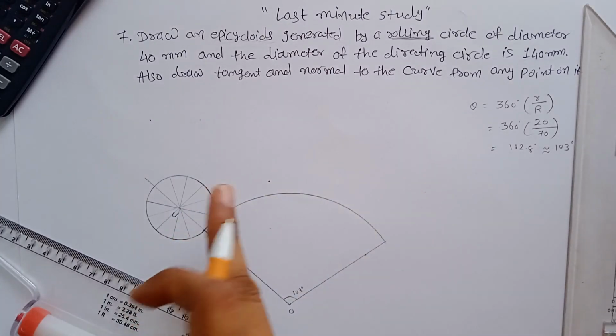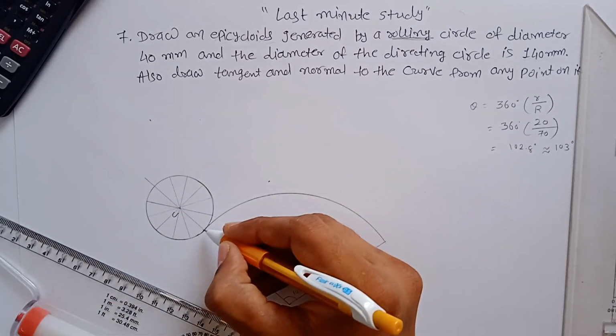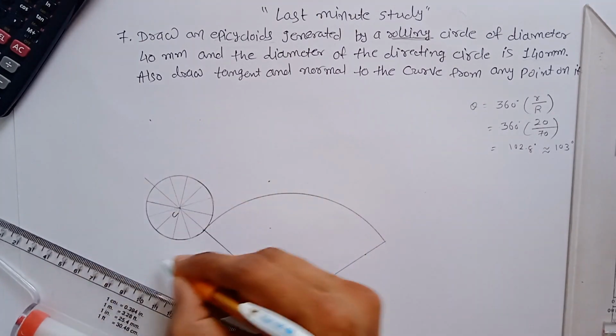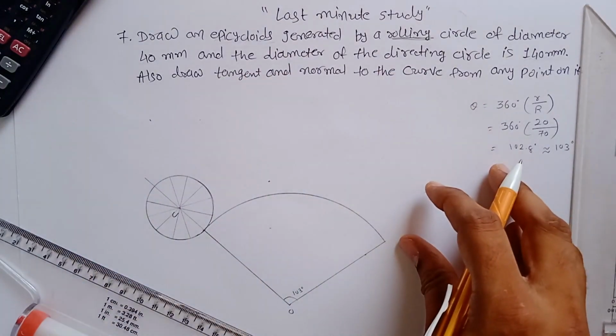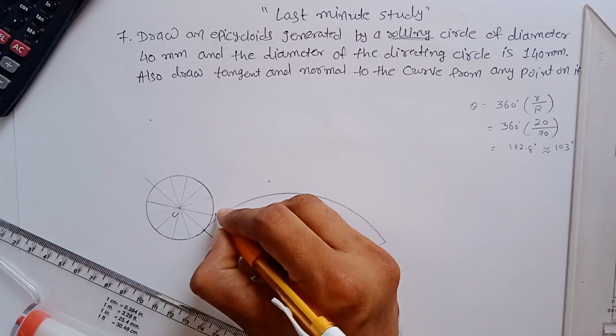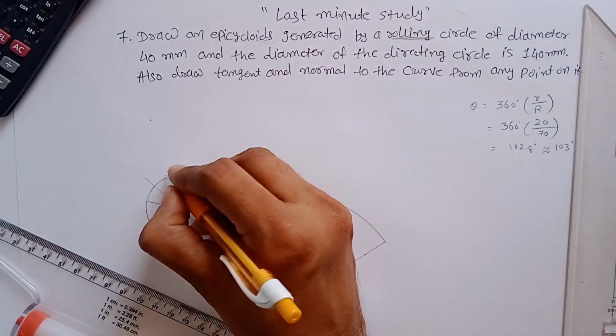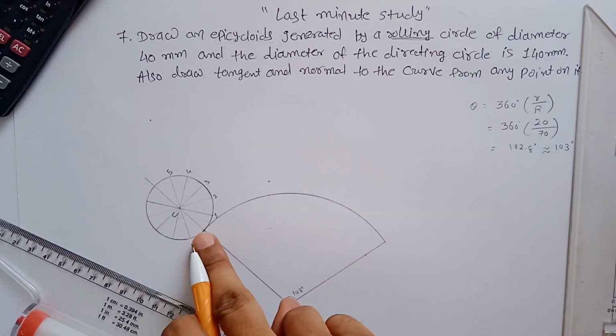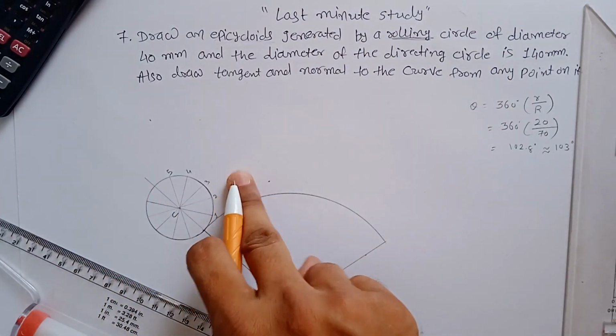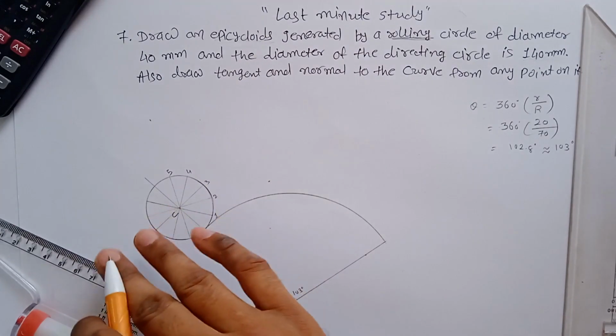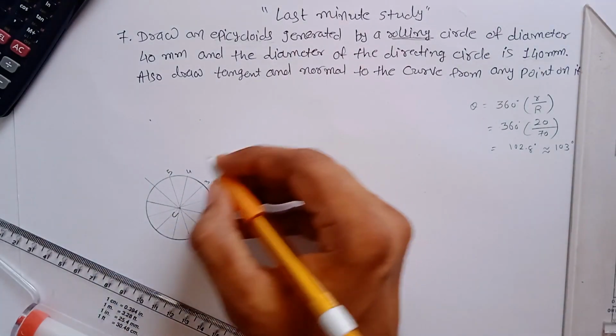Now, as we discussed in cycloid, you have to give labels in this direction because your circle is rolling in this direction. So this is your first, second. Be careful with the labeling. Otherwise, if you put your numbering in the other direction, then the epicycloid will not be constructed.